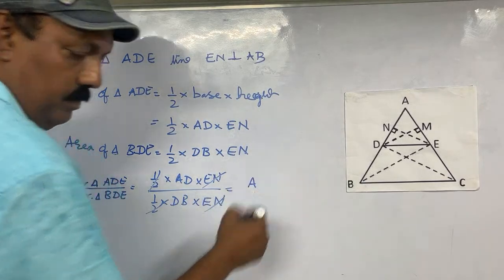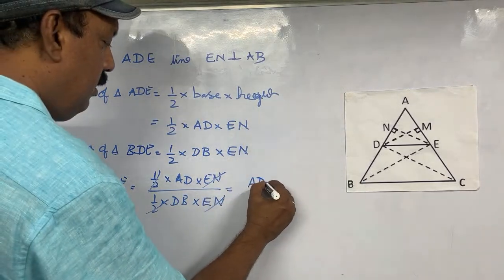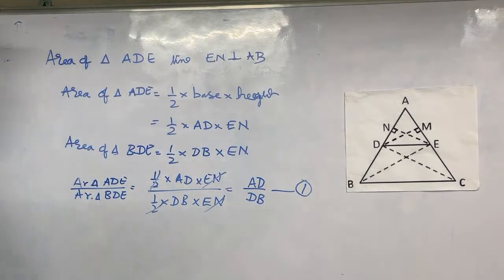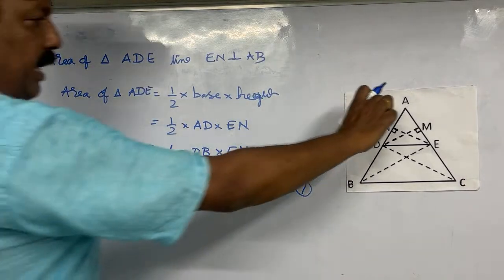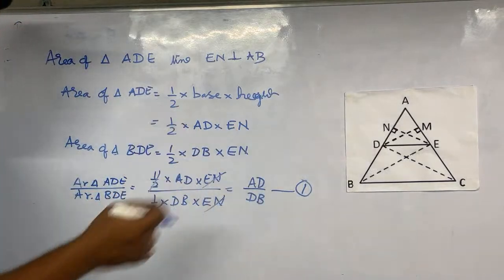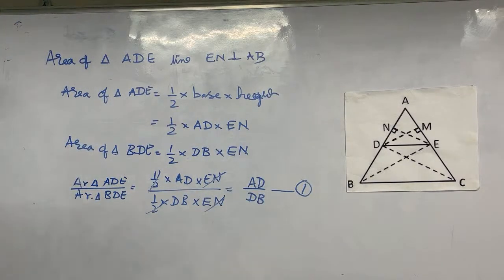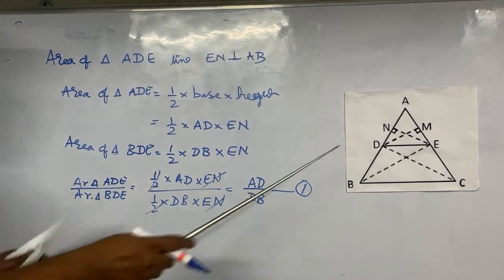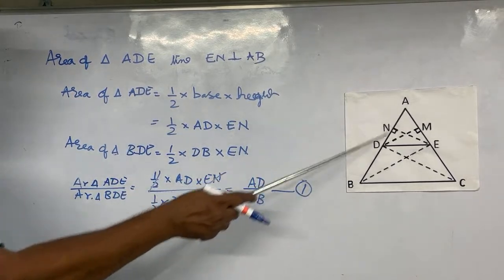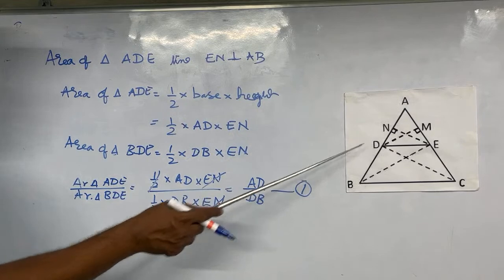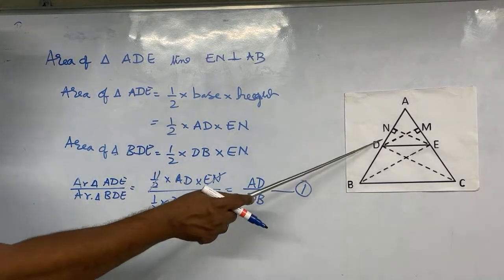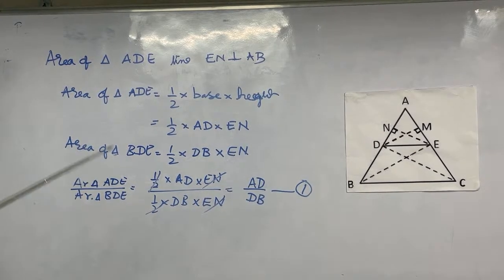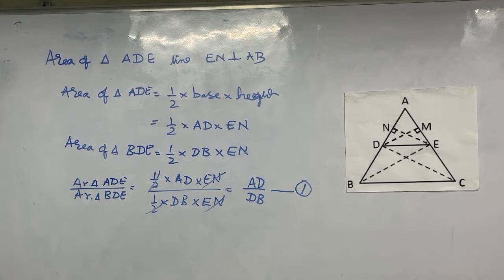What will be left here? AD divided by DB. Consider this equation 1. We got one ratio here, AD by DB. Now we have to get another ratio. I think you got it. You check once here. Two triangles are taken: the triangle ADE, with the base AD and the height EN, and another triangle BDE, whose base is DB and height is EN. EN is a common height for both triangles, because EN is a perpendicular line for the total AB, not just AD.